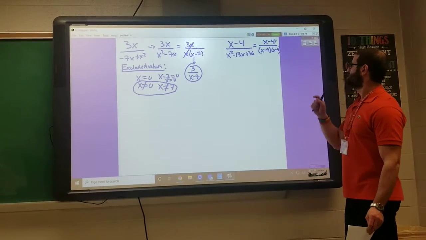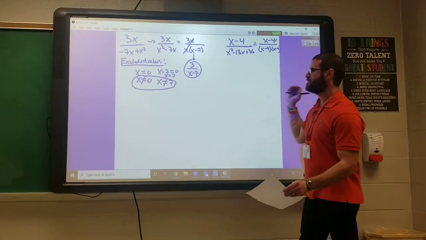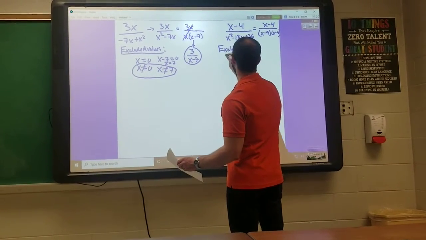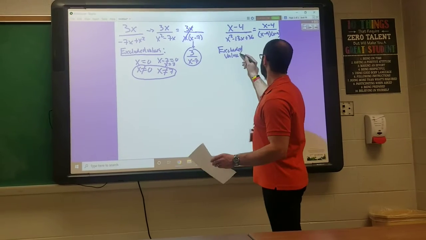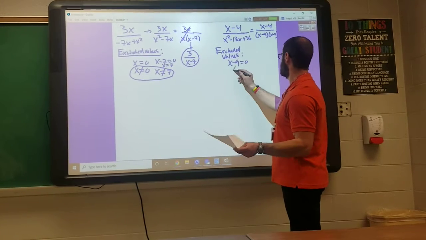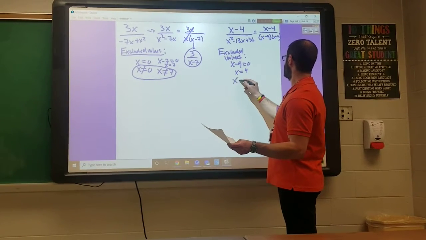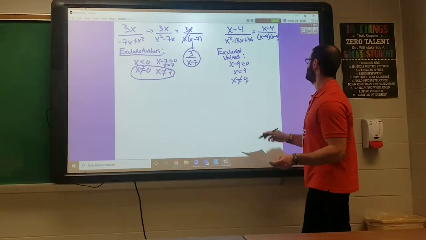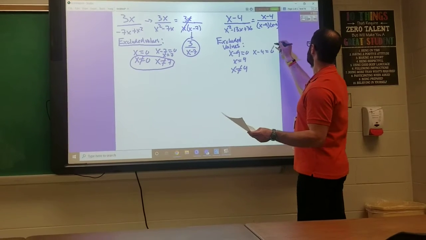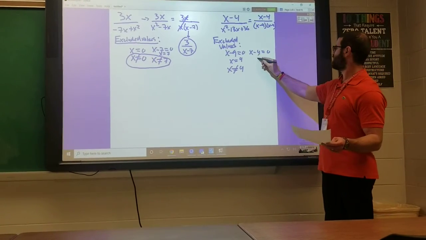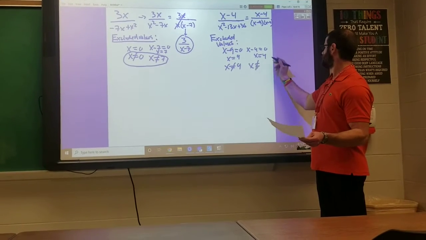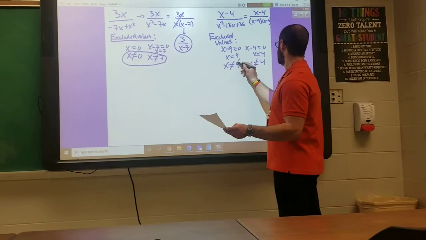Okay. Let's do our excluded values. Again, look at the denominator. We set both factors in the denominator equal to 0, right? So x minus 9 equals 0. Of course, we get x equals 9, which means x cannot be 9, or x not equal to 9. And then I set x minus 4 equal to 0. Of course, if I add 4 to both sides, I get x equals 4. Which means another excluded value is x is 4, right? So x not equal to 4.